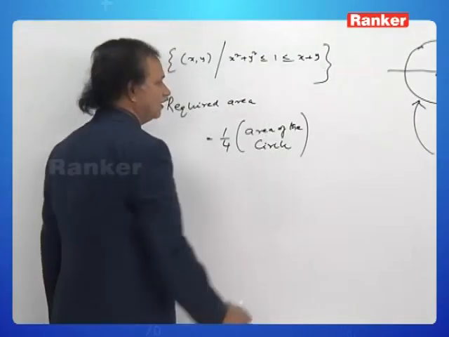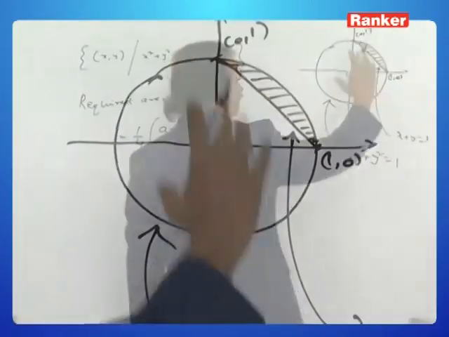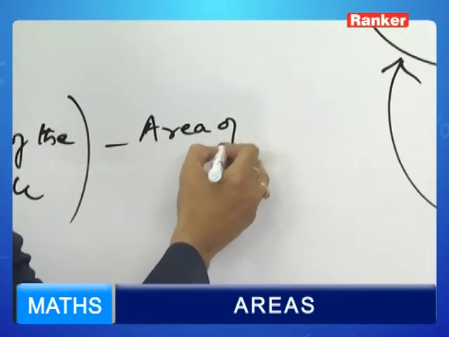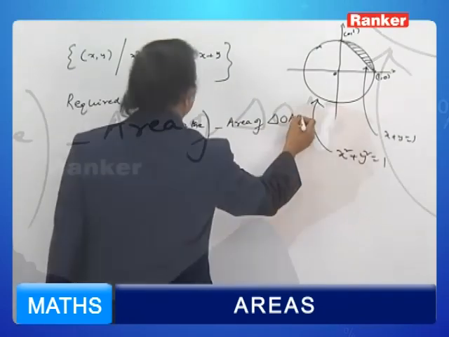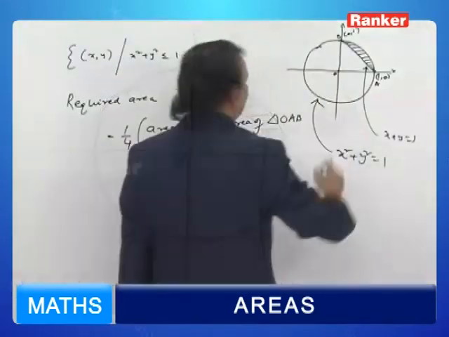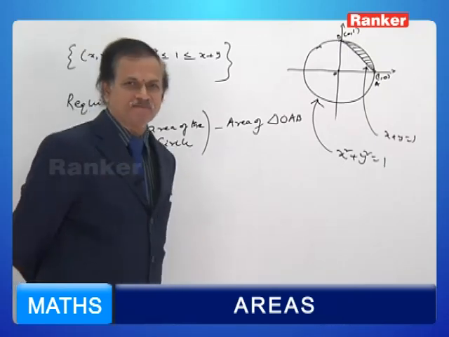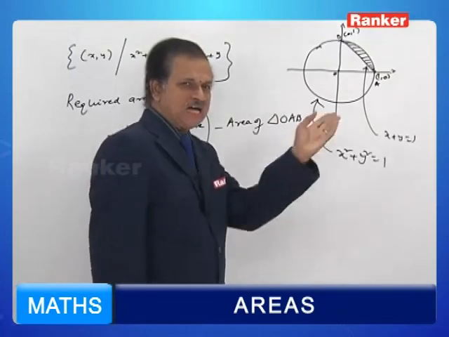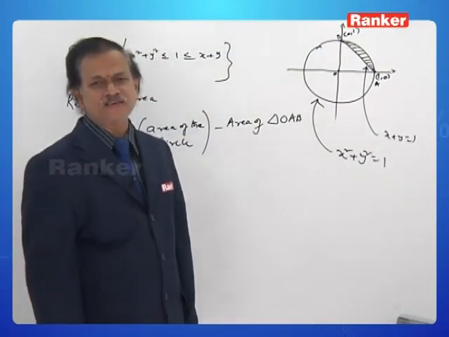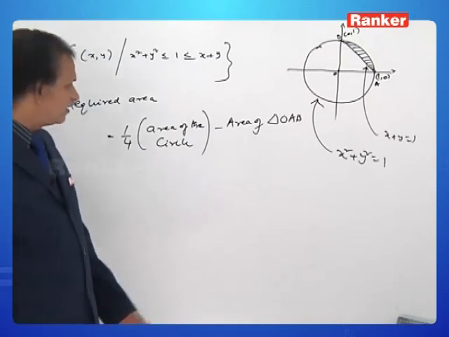What is meant by 1/4 of the area of the circle? This entire area will become minus the area of triangle OAB. Does it serve the purpose or not? Let me call this point capital A, this B. You just observe. 1/4 of the area of the circle, this entire part, minus the area of the triangle. The remaining part is the required region, isn't it? You need not use integration at all. You can read the answer.